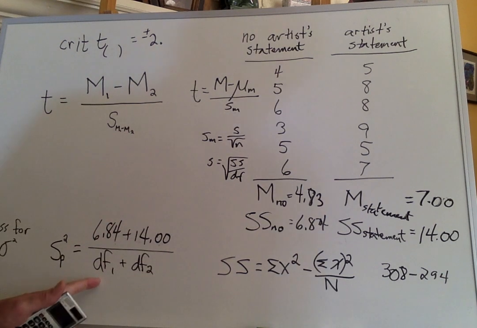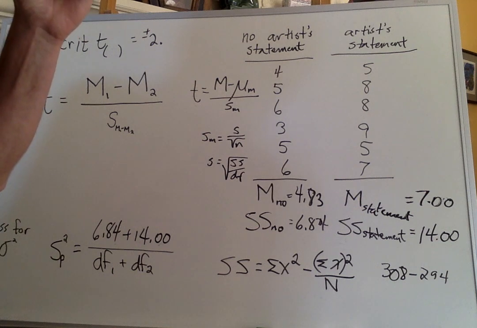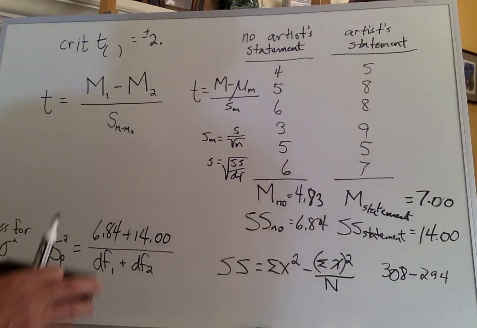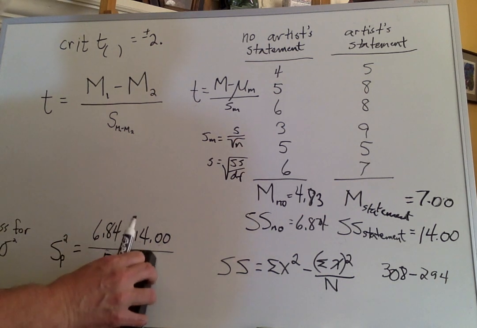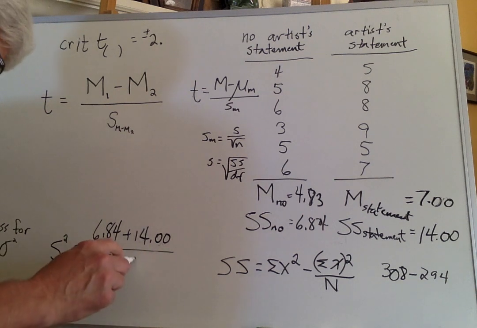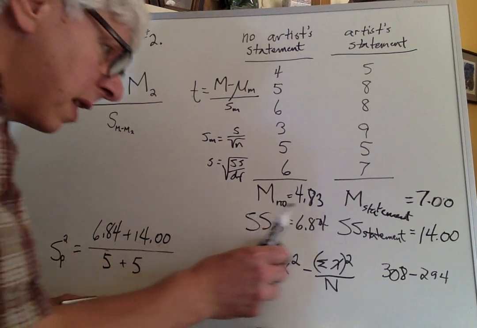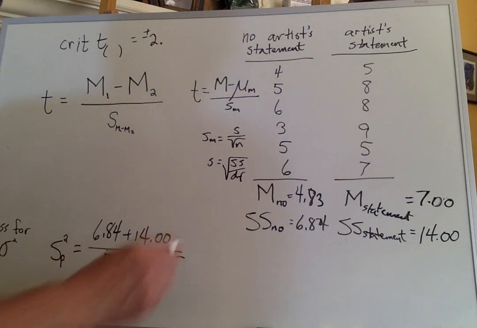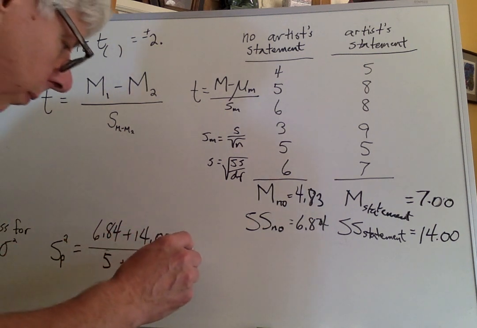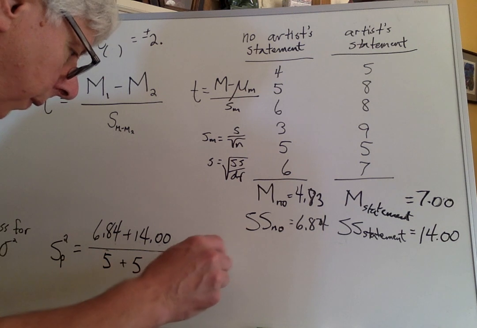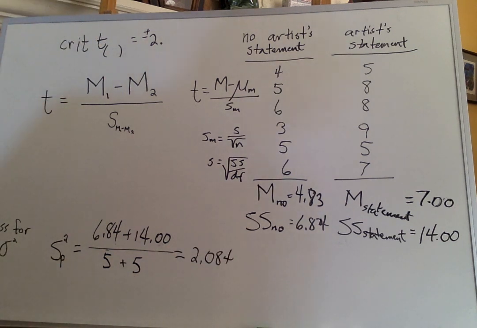Okay. Degrees of freedom for the first group. What's degrees of freedom there? N minus 1, right? So degrees of freedom for the first group is 5. Degrees of freedom for the second group, 6 minus 1. That's 5. Let's get this value. That's 20.84 divided by 10, which equals 2.084. All right, 2 decimal places is fine, but since I have it, I'll use it.